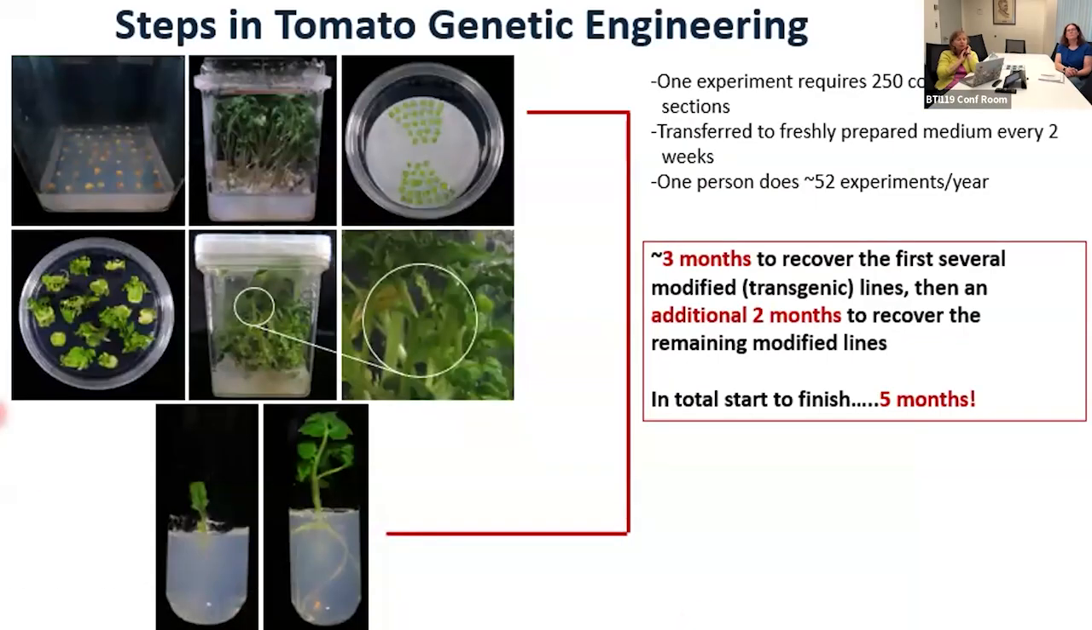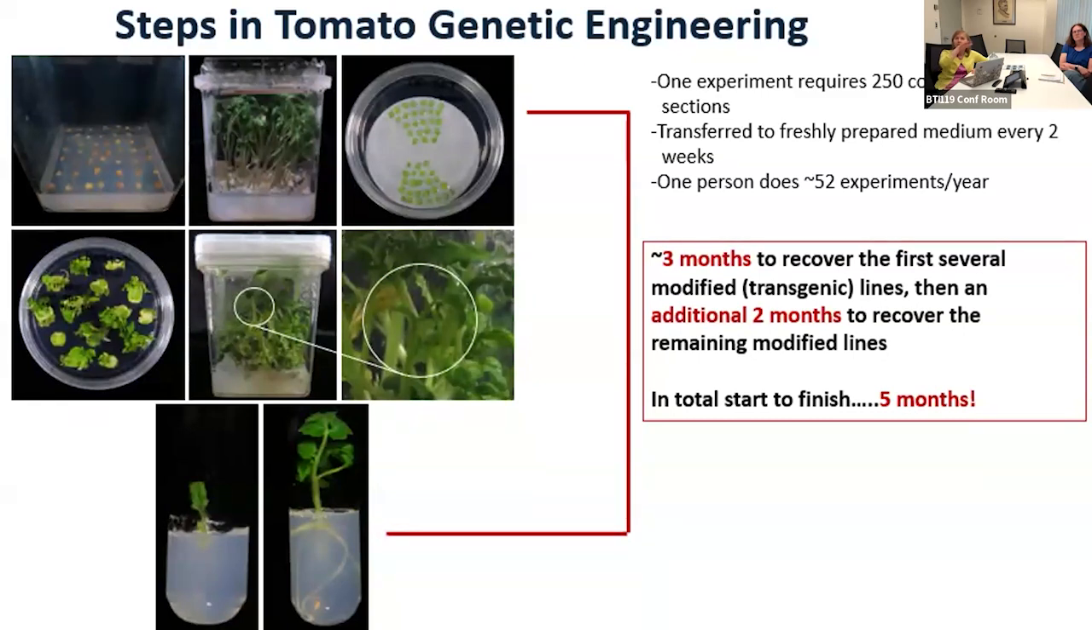Okay, no problem. So this I took right from that protocol chapter that I mentioned. These images are a part of that, along with the timeline. So I thought maybe you guys might be curious that, for one experiment for the tomato line that we mainly use, which is called M82, we use 250 cotyledon sections. Those are transferred to medium every 2 weeks. And what we've estimated is that one person, a full-time employee, can do about 52 transformation experiments per year for our M82, and it takes roughly 3 months to recover the very first transgenic lines, and then an additional month to recover the remaining modified lines.